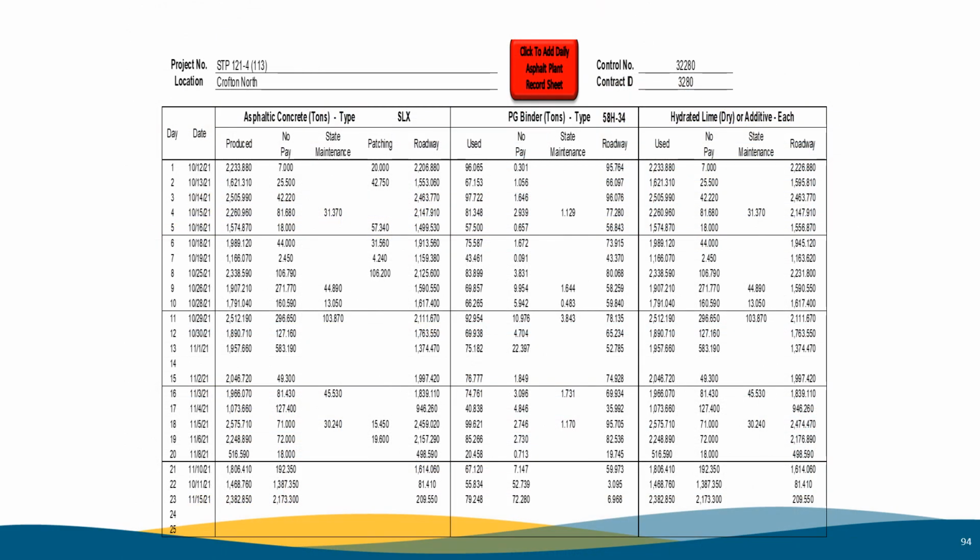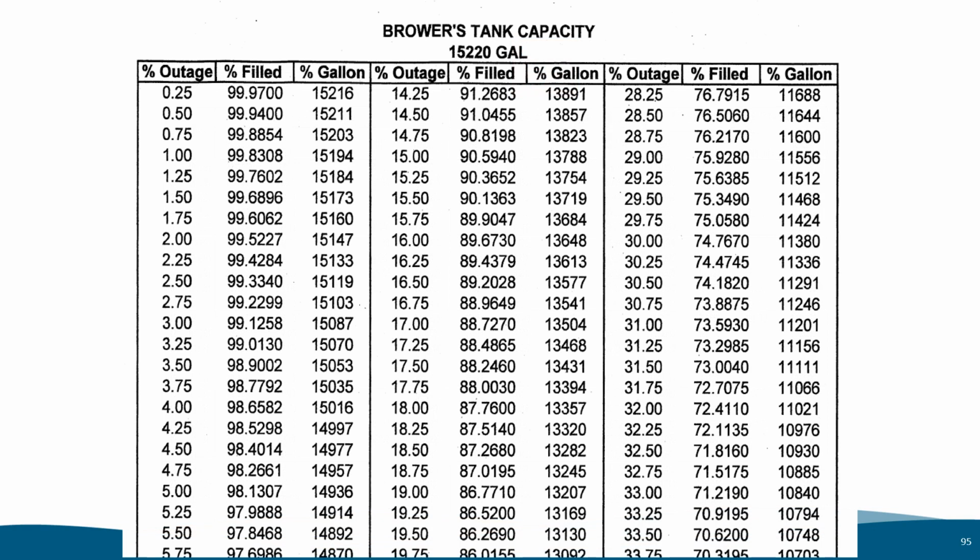This is what the plant book printout looks like for the summary of the daily plant records. This is a tank volume chart. Each plant's binder storage tank shall have this. It is provided by the tank manufacturer and made available by the contractor. It is necessary for keeping track of the daily binder tonnage.